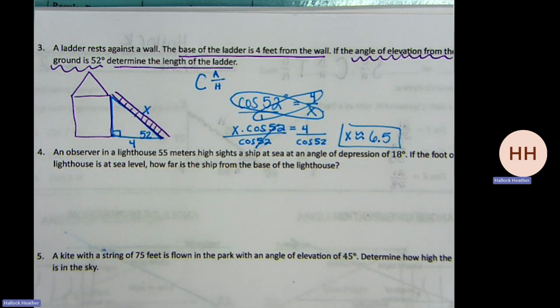Okay, and then if the foot of the lighthouse is at sea level, how far is the ship from the base of the lighthouse? Okay, so connect it all and make a right triangle, and then put your X out there. So 18 is here, you have the opposite and you have adjacent. So which one uses the opposite?